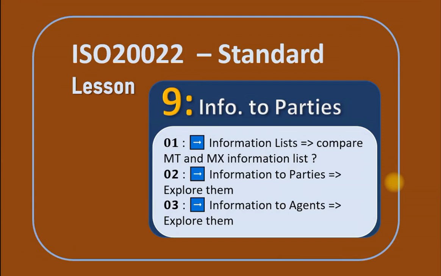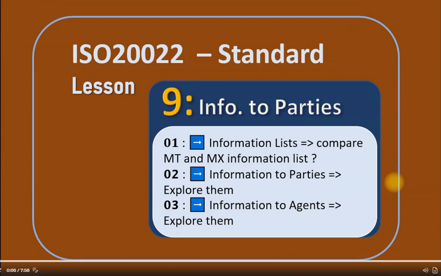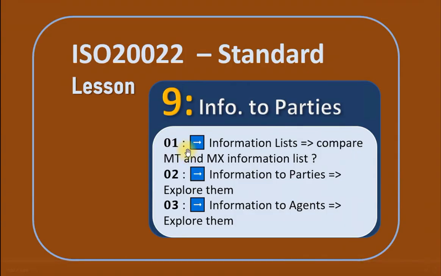Lesson 9, in which we are going to talk about information which is sent to the various parties or the agent using the MX messages. Here we will first compare the MT and MX, what are the different placeholders to capture this information. Then we will explore them in detail: which is intended for which party, how it is in MT, how it is in MX, and how it will be converted from MX to MT.